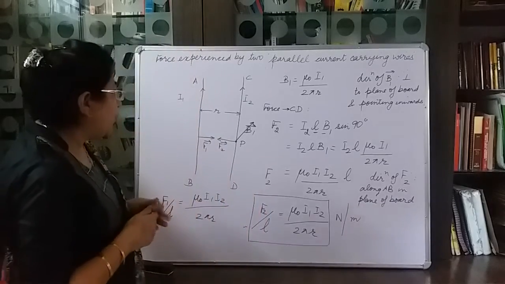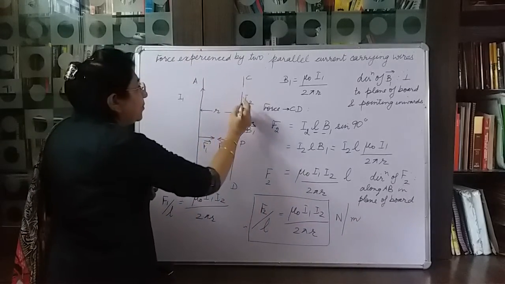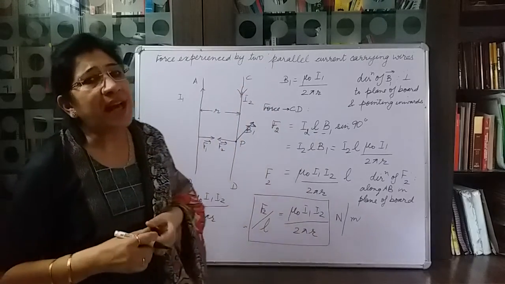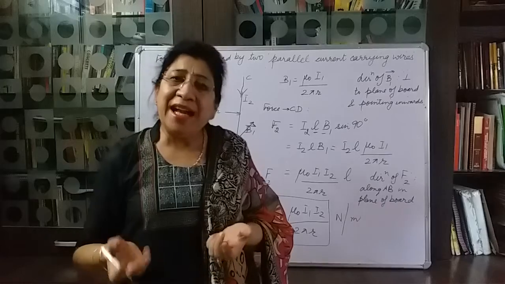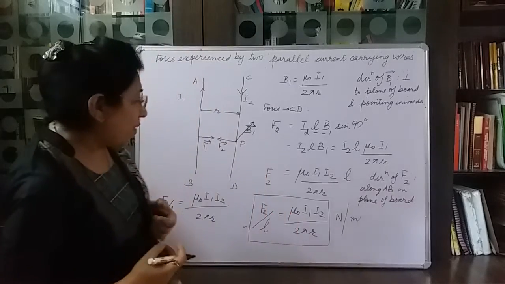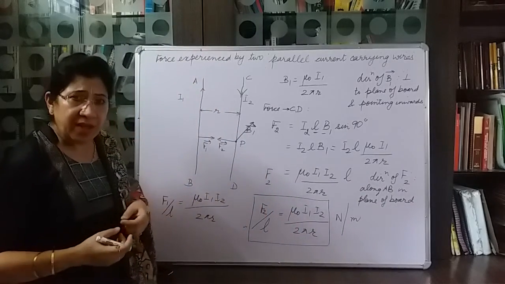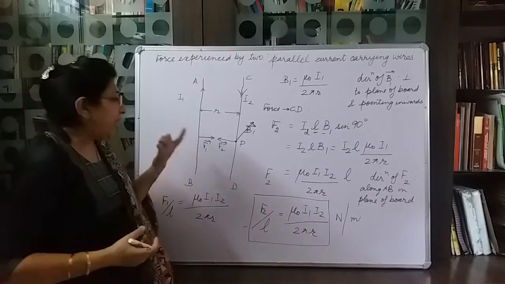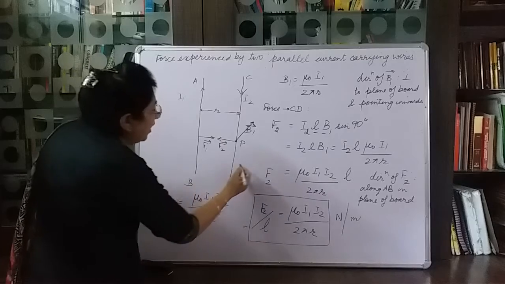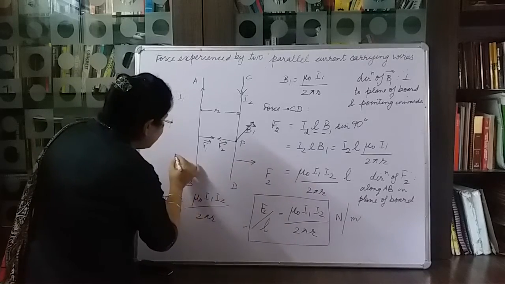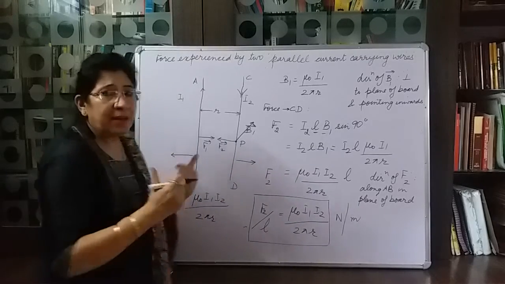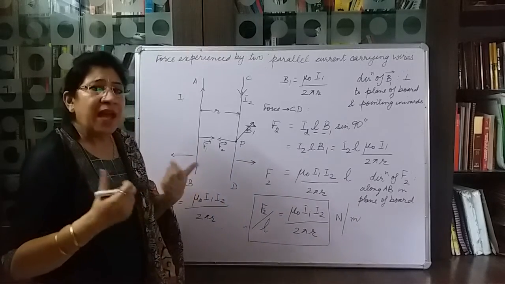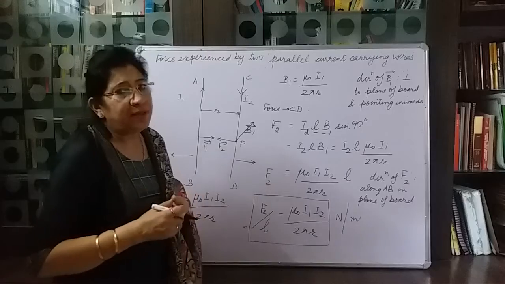In case the two wires have current flowing in the opposite direction, or we can say they are anti-parallel, in that case also we can find the expression in a similar manner. The expression will be the same, only the direction will change. In that case the two wires will experience a repulsive force. F1 and F2 will be away from each other and they will experience a repulsive force.